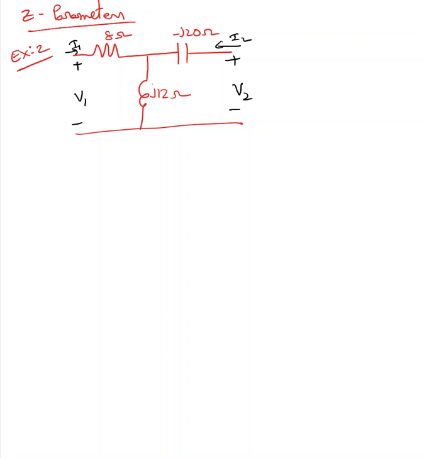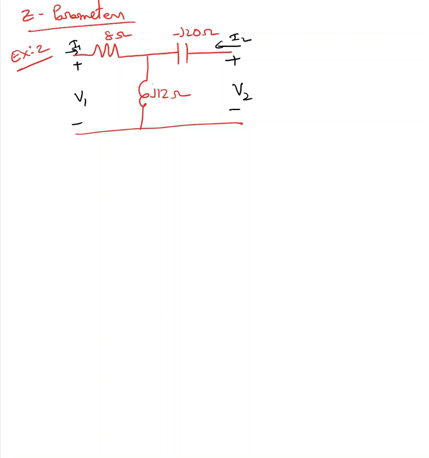The black letters, I labeled them. Remember always to label I2 going in. I saw in the past many students labeling I2 as going out. If you take I2 going out, your parameters are going to be wrong. So make sure your I2 is going in.